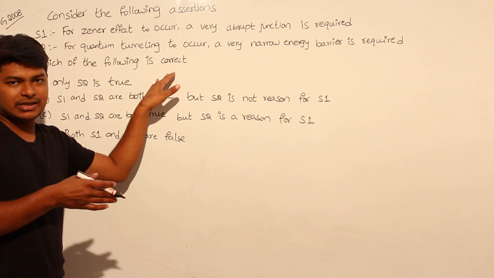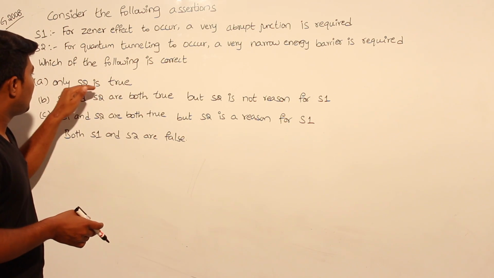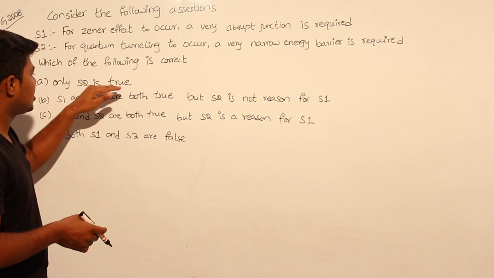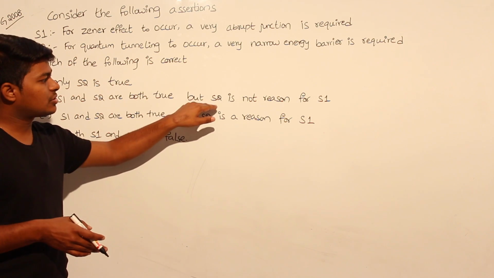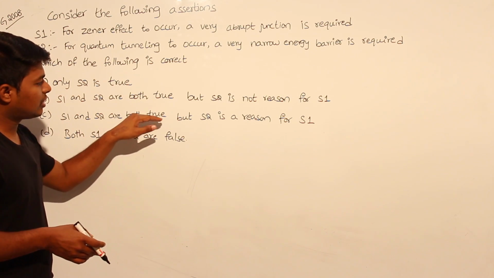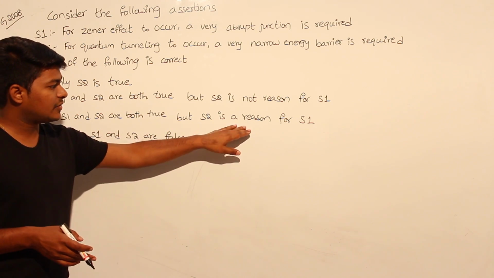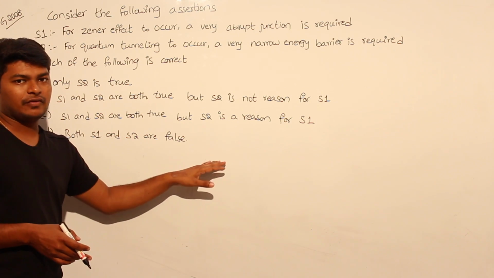They have given two assertions, that is two statements. We need to tell which of the following is correct. Option A: only statement S2 is true. Option B: S1 and S2 both are true, but S2 is not the reason for S1. And option C: S1 and S2 both are true, but S2 is not the reason for S1. And option D: both S1 and S2 are false.